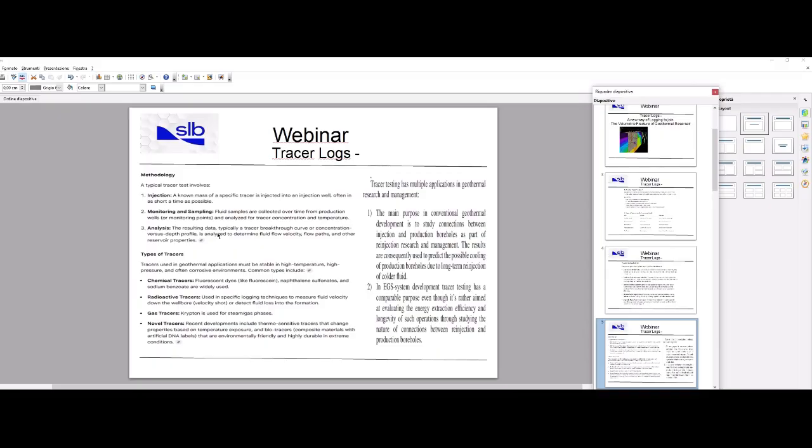And so tracer testing has multiple applications in geothermal research and management. The main purpose in conventional geothermal development is to study clearly the connection between the injection and the production borehole as part of reinjection research and management. Generally, we can discuss the results as consequential, to use to predict the possible cooling of production boreholes due to long-term reinjection. And in complex systems, the tracer testing has a comparable purpose, even though it's rather aimed at evaluating the energy extraction efficiency and the longevity.